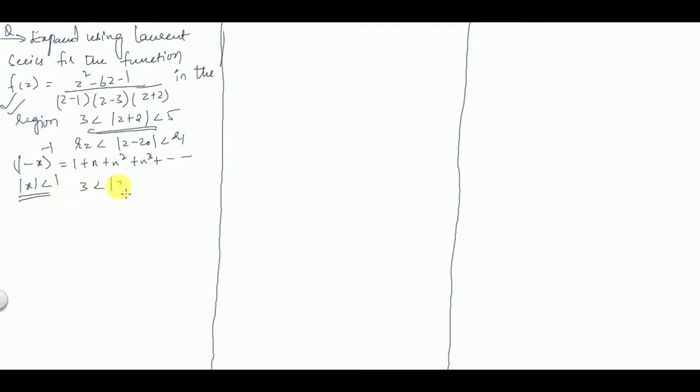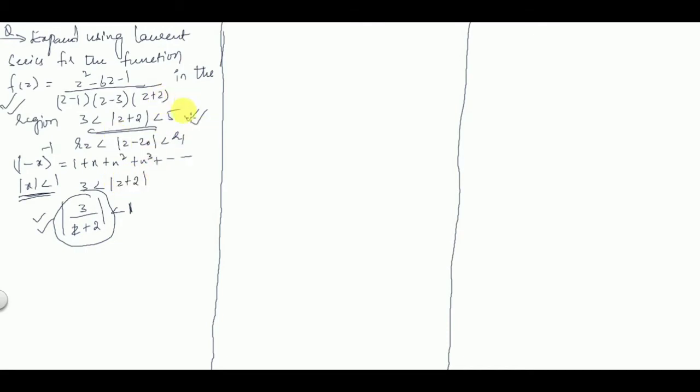So 3 is less than mod z plus 2. So we need it of this form. It means we can write mod 3 by z plus 2 is less than 1. That means you have to expand the series in terms of this term, that is 3 by z plus 2. That is the inference which you have for this.